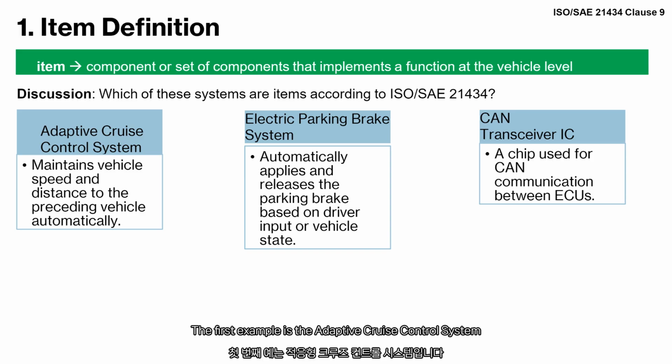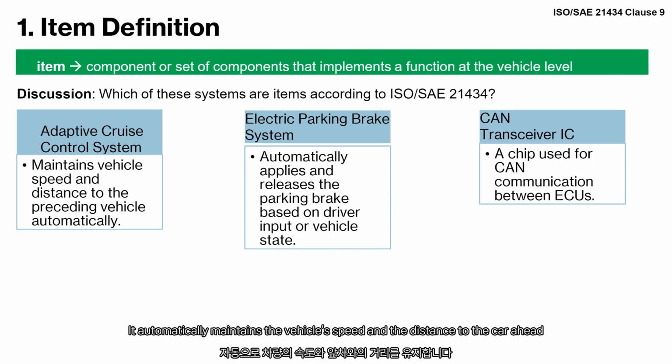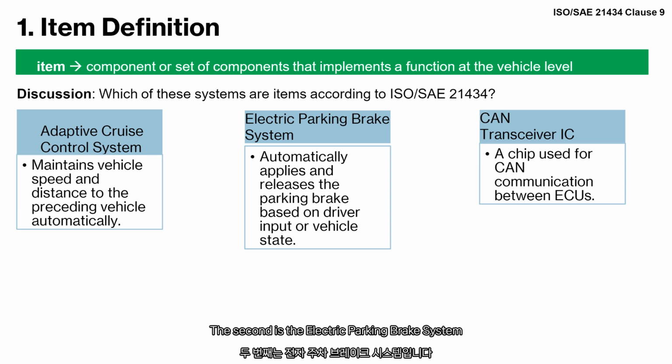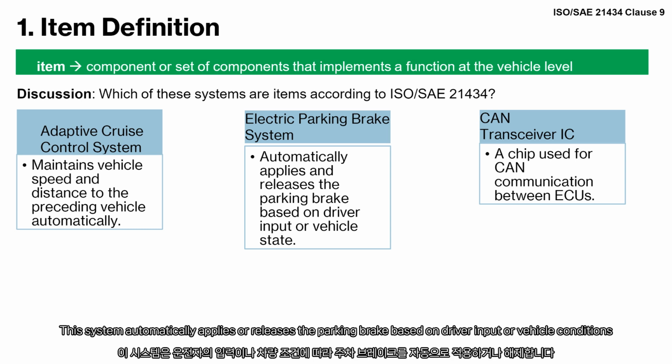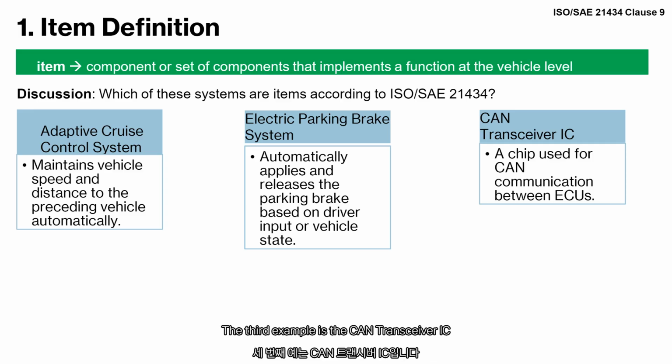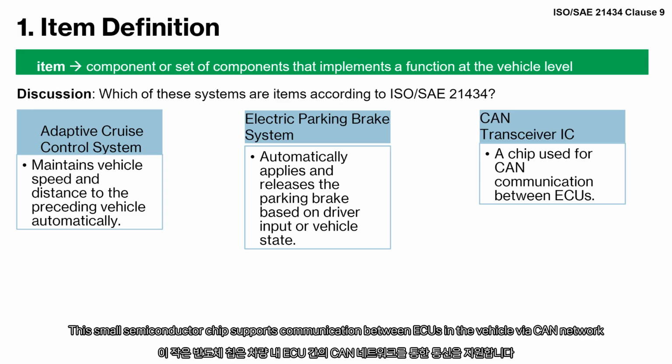The first example is the adaptive cruise control system. It automatically maintains the vehicle's speed and the distance to the car ahead. The second is the electric parking brake system. This system automatically applies or releases the parking brake based on driver input or vehicle conditions. The third example is the CAN transceiver IC. This small semiconductor chip supports communication between ECUs in the vehicle via CAN network.